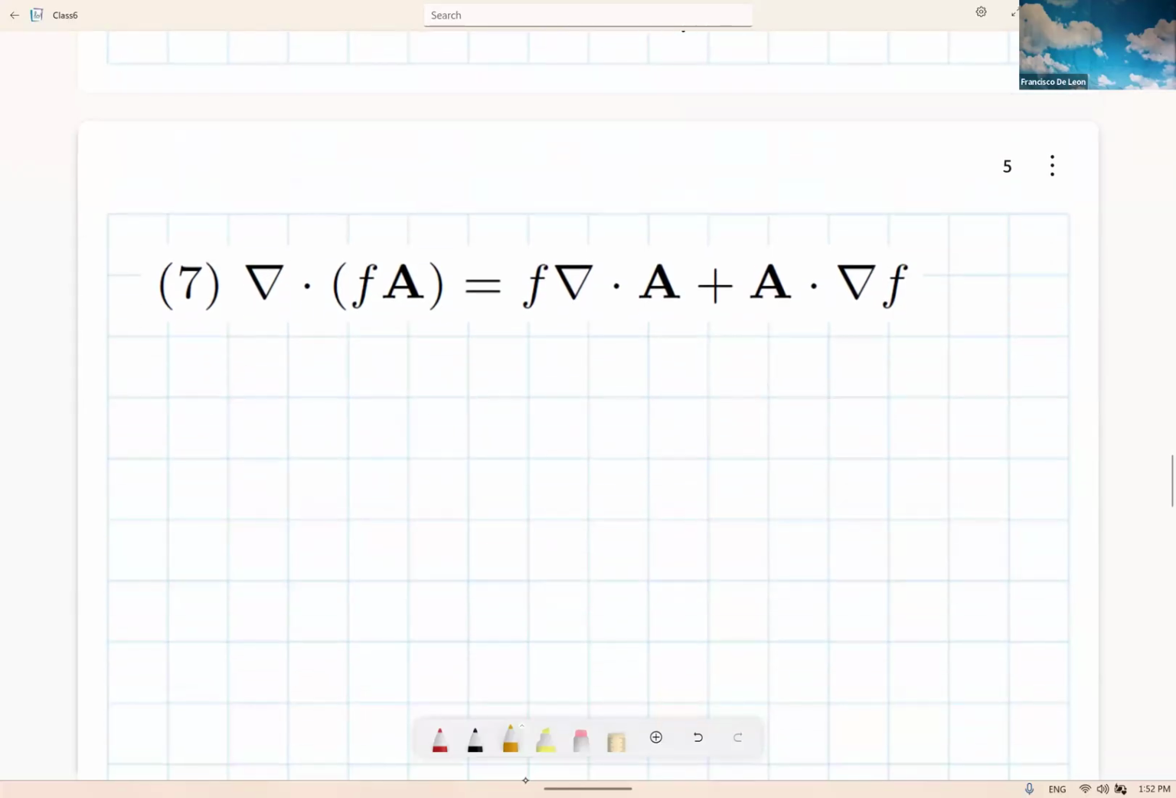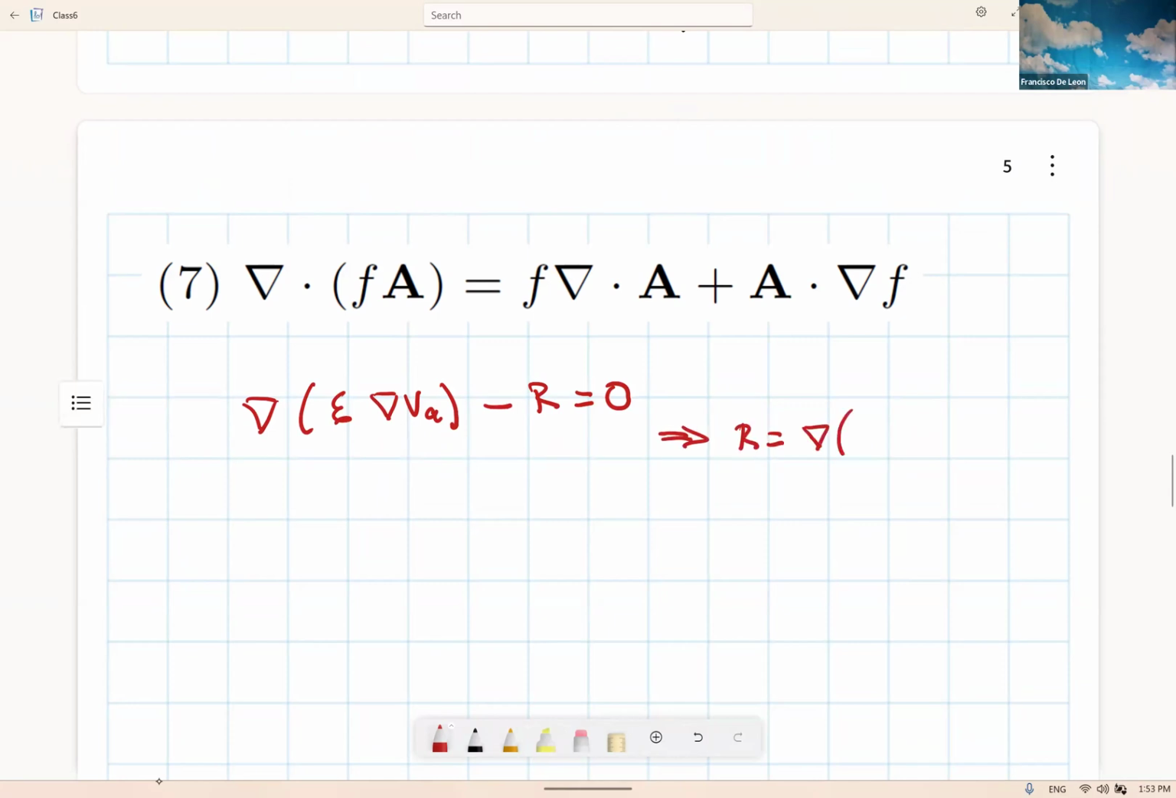All right, I need that equation. Remember, the equation I had is epsilon divergence of gradient of VA minus R is equal to 0. Therefore, R will be equal to this. Watch out. We may feel like we are working in a circle, but it works.